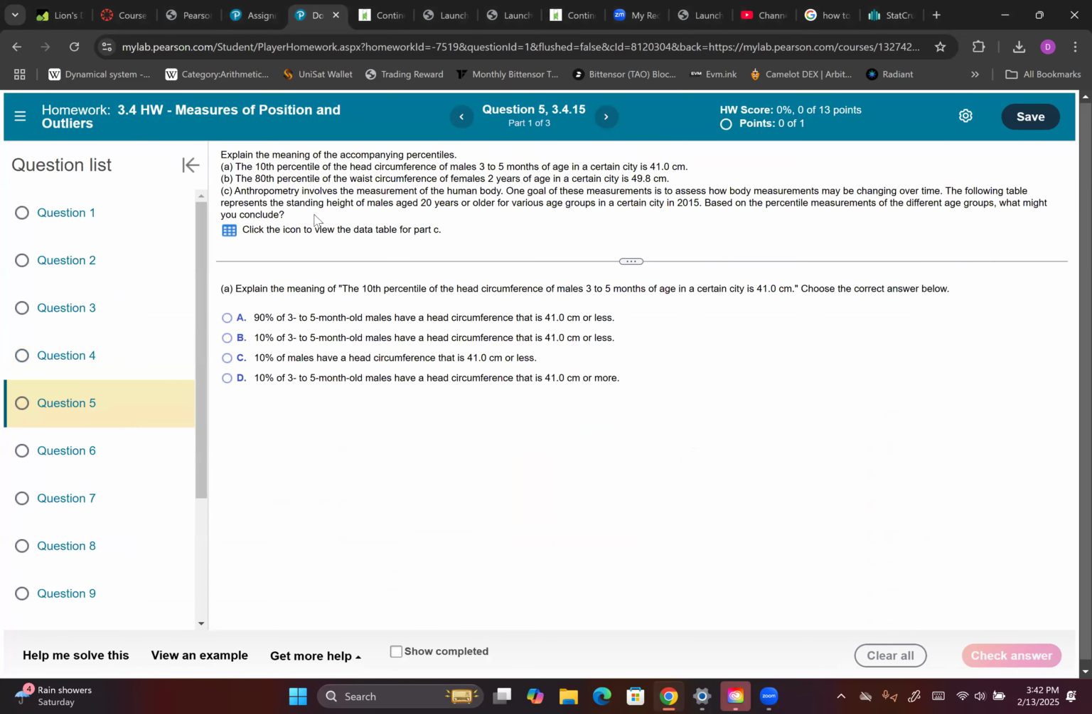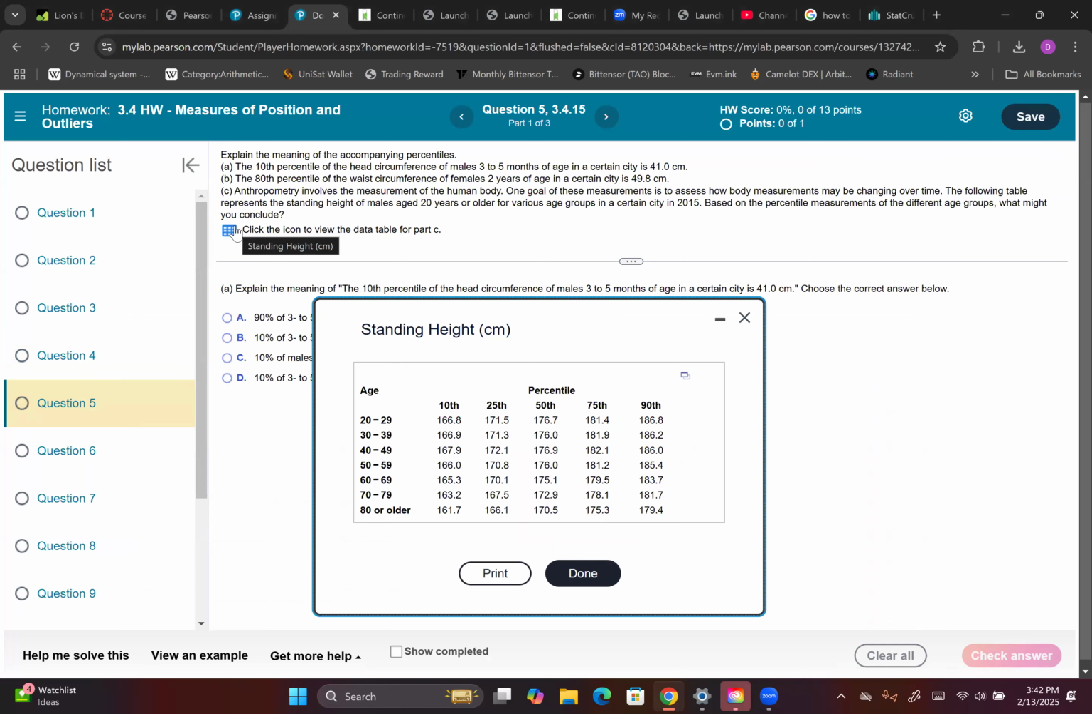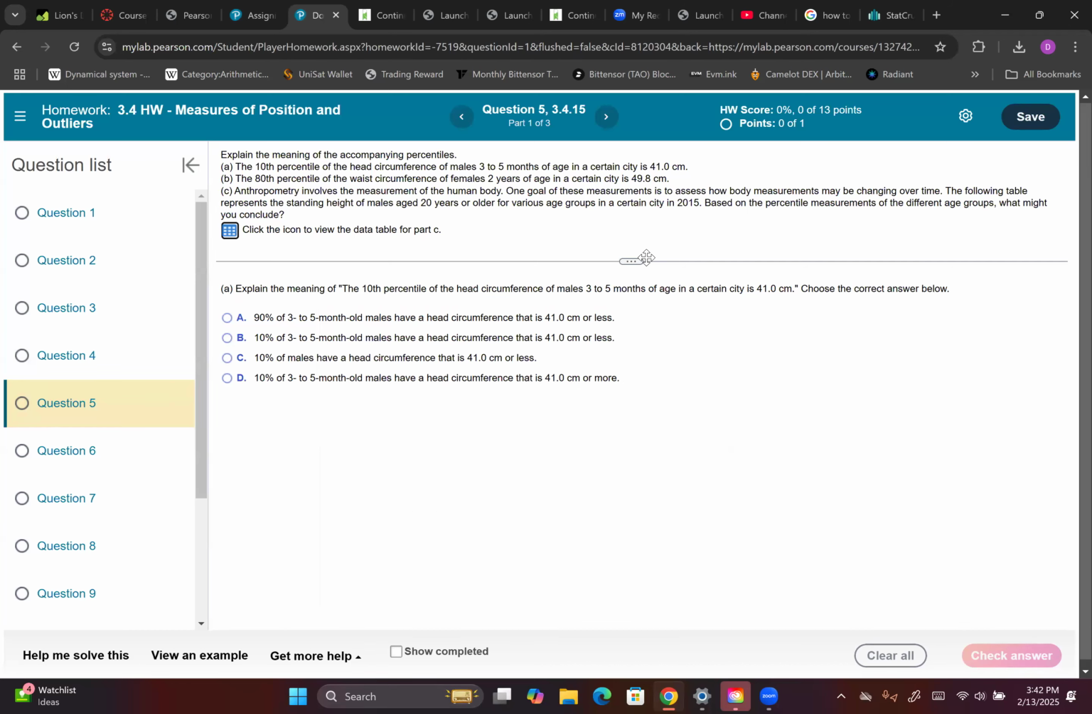Okay. So now we have data. Okay, explain the meaning. Well, there's not much to do here. So we don't really have to go to the normal calculator in StatCrunch. So it's asking us to explain the meaning of the 10th percentile. The head circumference of 3 to 5 month old males is only 41. Okay, 10th percentile.